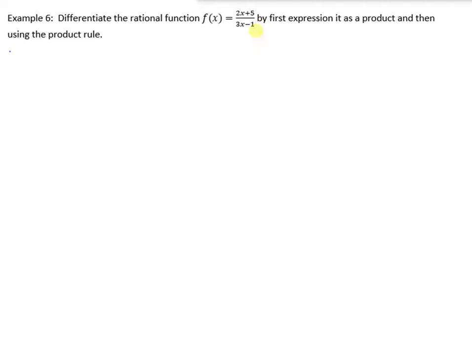Okay, when we are given a product that is actually in the form of a quotient, what we want to do is express it as an actual product. So we want to move this 3x minus 1 up. And when we do that, we know that it's now going to be to the negative 1. Okay, so this is how we can express this quotient as a product, and it makes it easier.